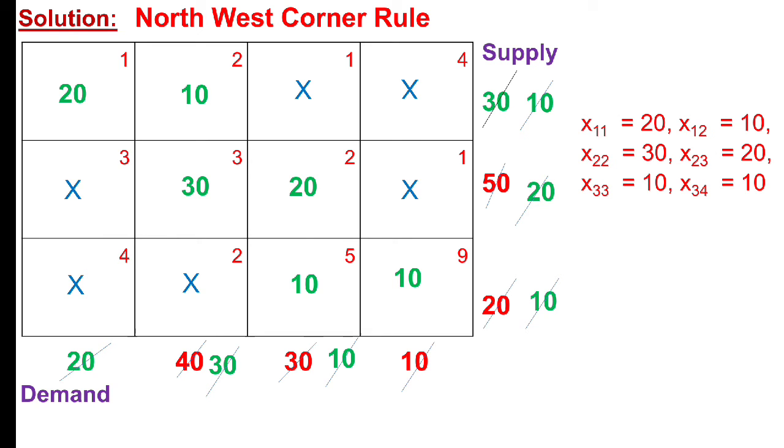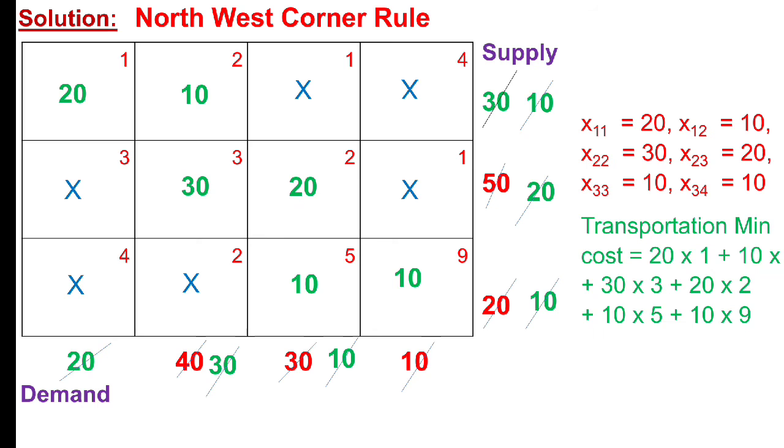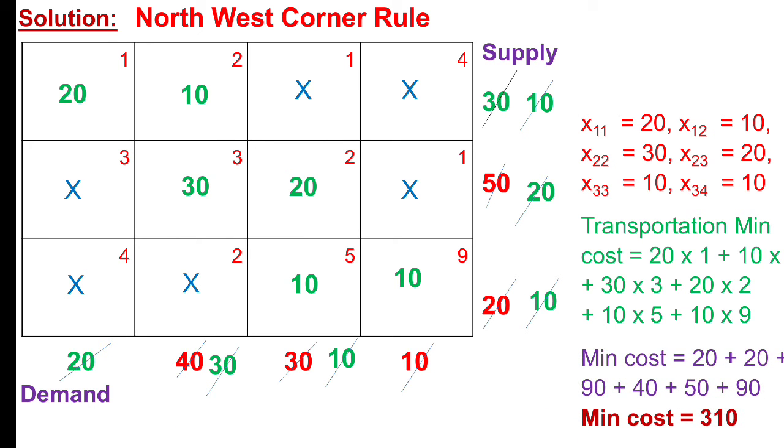Then we find the cost by multiplying with the transportation cost. 20 into 1, 10 into 2, 30 into 3, 20 into 2 plus 10 into 5, 10 into 9. So 20 plus 20 plus 90 plus 40 plus 50 plus 90 equals 310. This is the way the transportation problem minimizes the cost. Finally the minimum cost is 310. This is the northwest corner rule method. This rule applies in this format for any problem, any number of rows and columns.